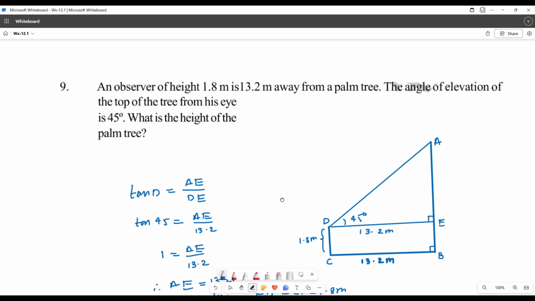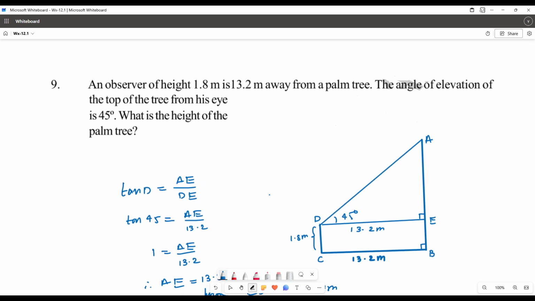That's it. So if an observer of height 1.8 meters is 13.2 meters away from a palm tree, and the angle of elevation of the top of the tree from the eye is equal to 45 degrees, then the height of the palm tree is equal to 15 meters. That's it.